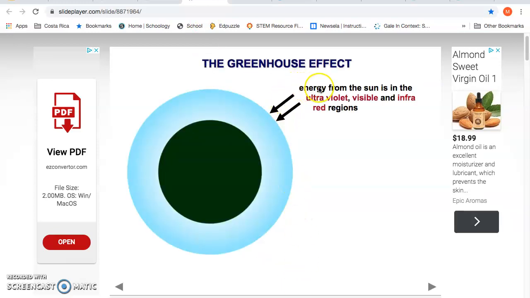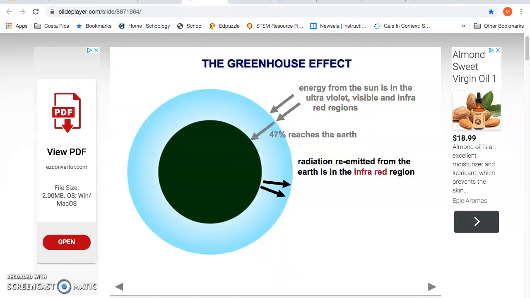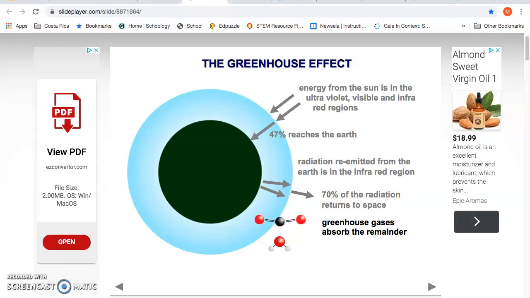So energy from the sun is in the ultraviolet, visible, and infrared regions. Okay, 47% of it reaches the earth, and then as it hits the earth, it bounces back, it radiates back. It radiates now in the infrared region. Okay, and about 70% of the radiation returns to escape, and the other part actually gets absorbed by those greenhouse gases.